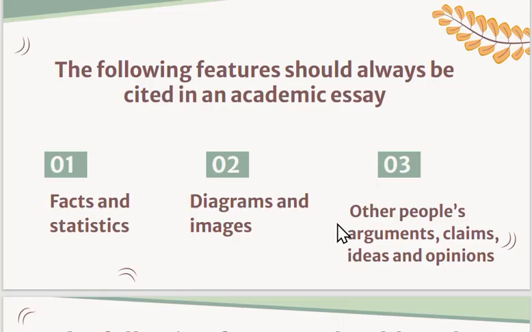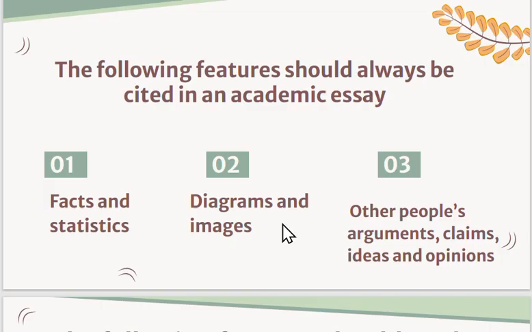Now we have features or points that should always be cited or documented in an academic essay. Keep in mind that these 3 points, when you mention them in your research paper, you have to document them. Okay? It is very important to document them. For example, if you talk about a fact or statistic, you have to document it. You have to mention the author's name and more detail about the source.